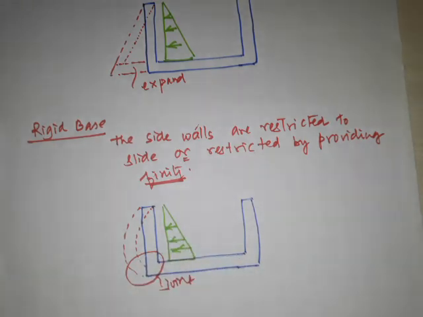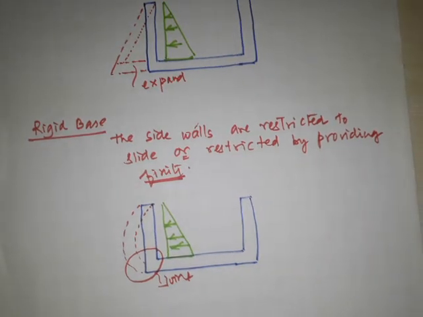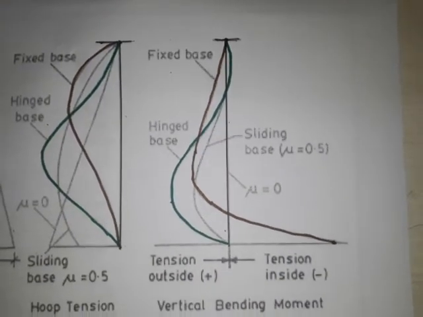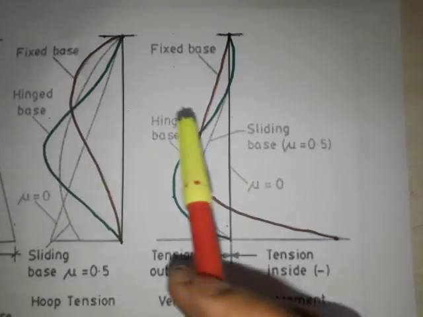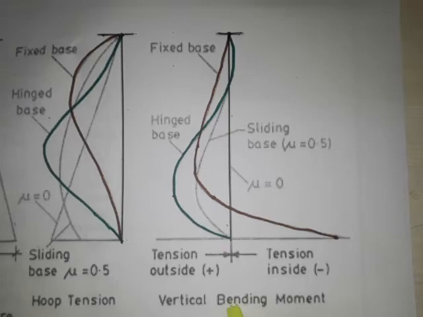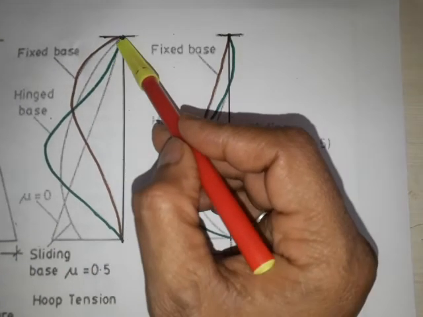Okay, and if you want to see the behavior, so what you can see here, yes, this is very important. Okay, so we have two sketches here. One is for hoop tension. I'll explain what hoop tension is later on. Hoop tension, and one more is for vertical bending.